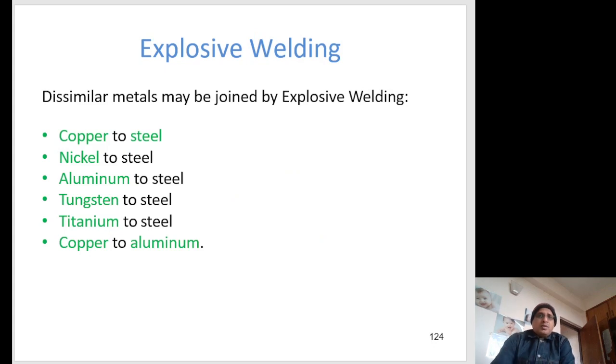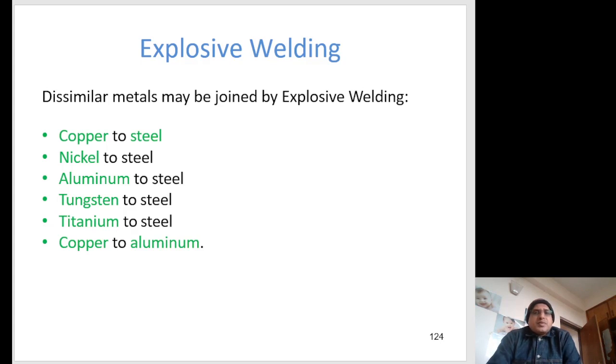So actually, explosive welding is widely used in joining dissimilar materials. Why? Dissimilar materials joined by traditional welding techniques are very difficult to weld due to the formation of intermetallics, and pores and other defects occur while joining dissimilar materials.